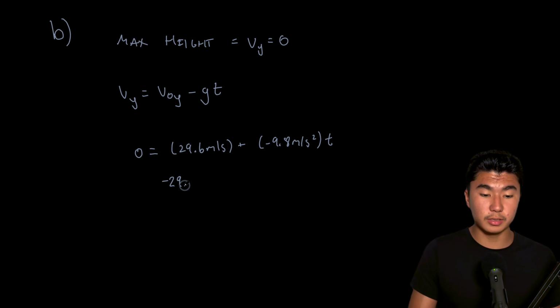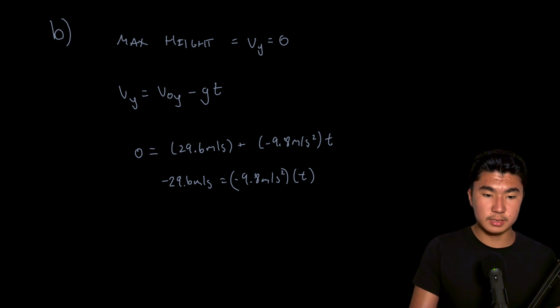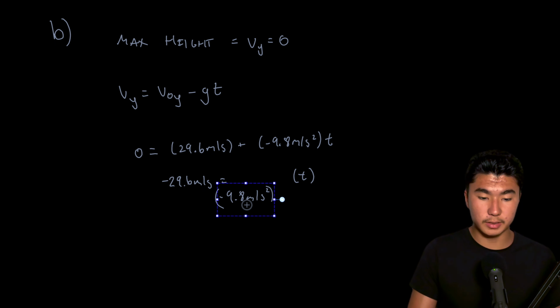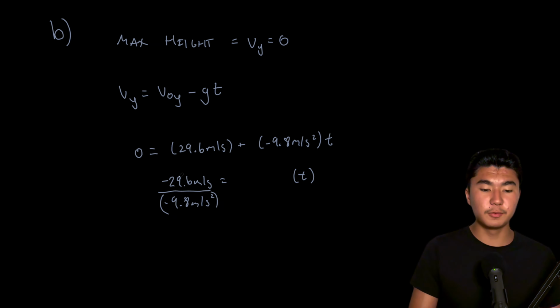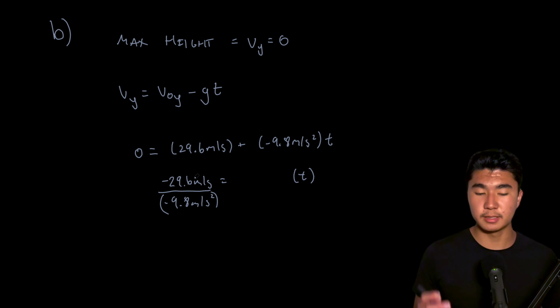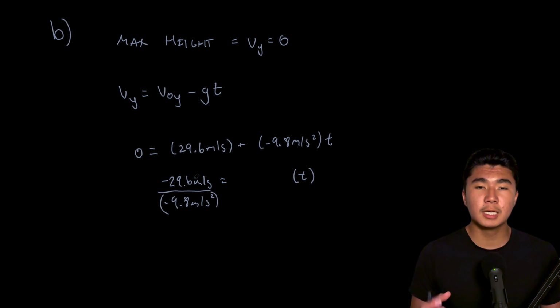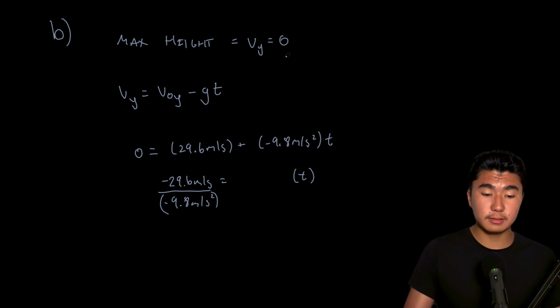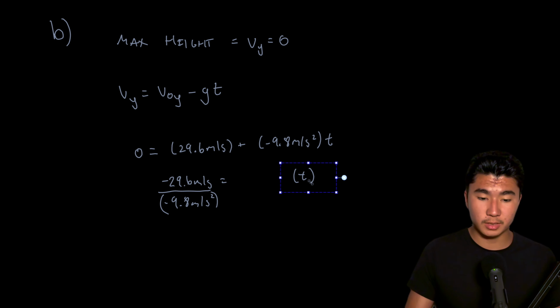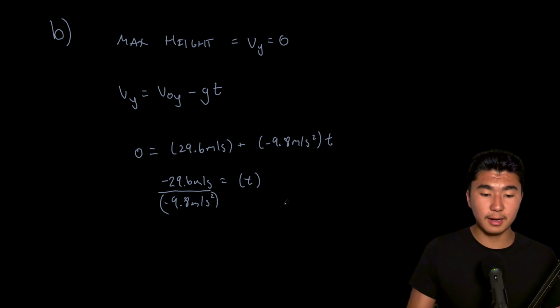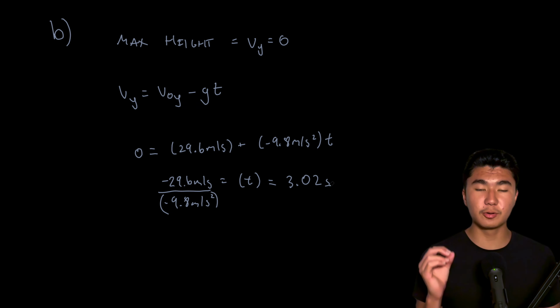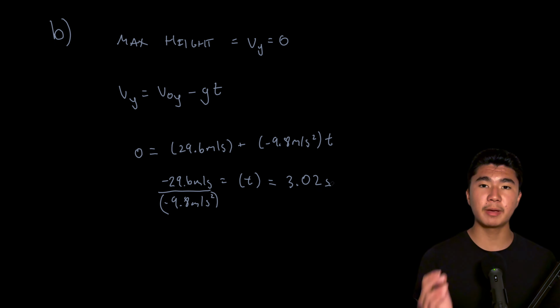So this is going to be negative 29.6 meters per second equals negative 9.8 meters per second squared, times time. If we divide negative 29.6 meters per second by negative 9.8 meters per second squared, then our time is going to equal 3.02 seconds. And at 3.02 seconds, that's when we reach our maximum height.